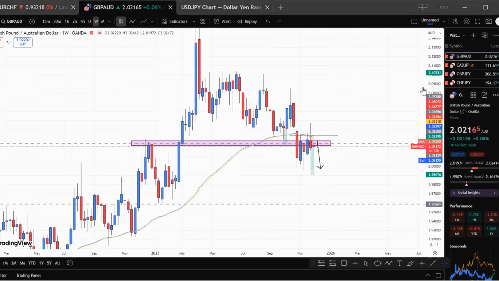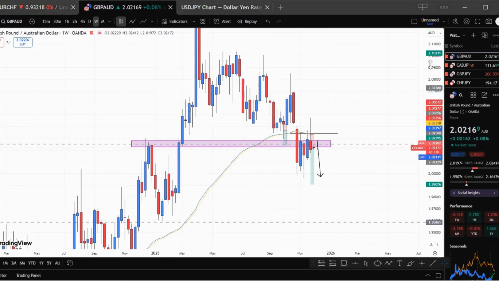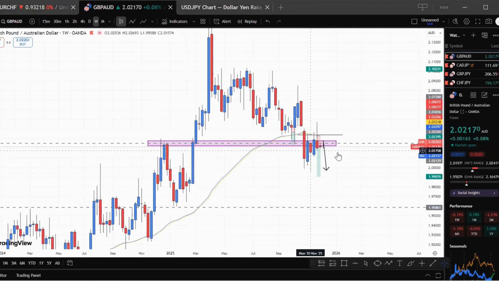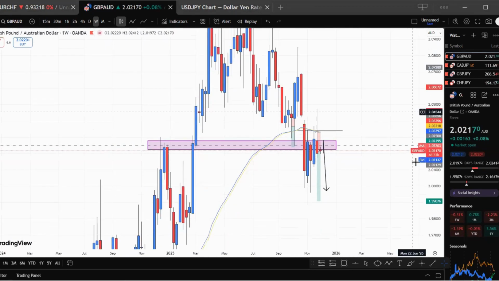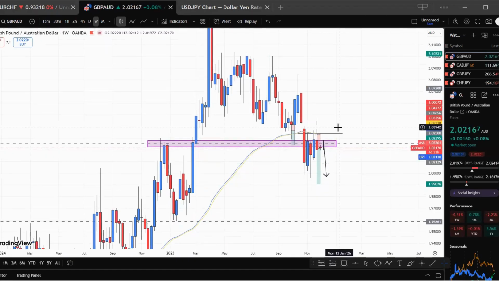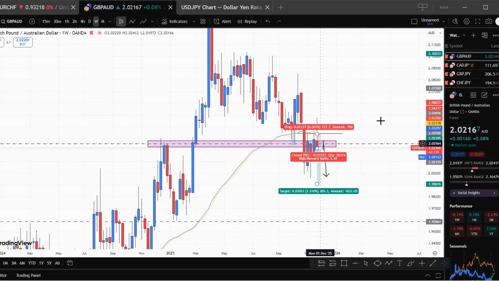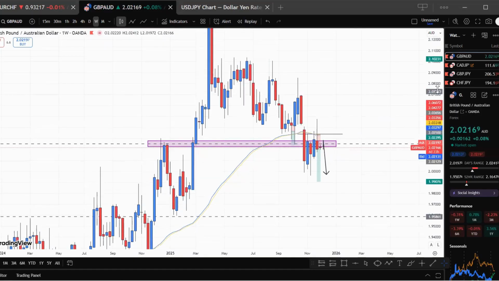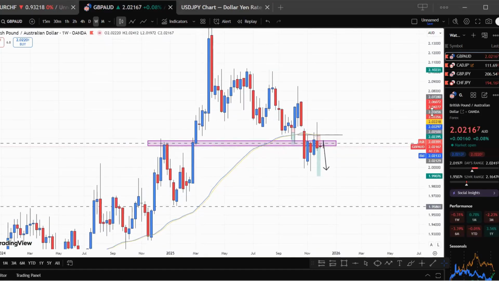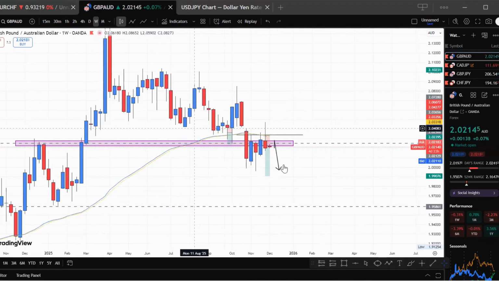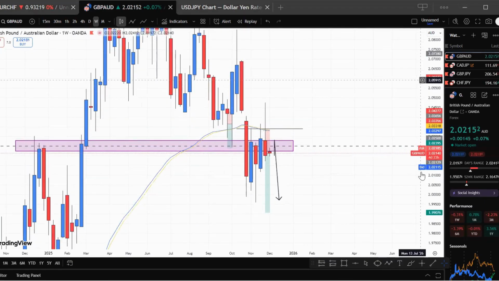With GBPAUD first. So GBPAUD on the higher time frame, on the weekly time frame, you can see that price is currently pointing bearish. Yes, you can see that price is currently pointing bearish on the weekly time frame, right?